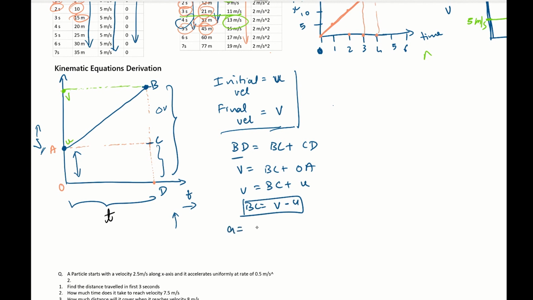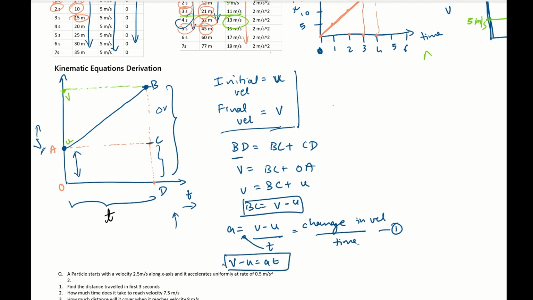Now acceleration is nothing but change in velocity over time. So you get change in velocity to be V minus U, divided by time, which is nothing but change in velocity over time, right? So that is how you represent acceleration. Let's mark this as 1, and then you reshuffle the variables. You get V minus U is equal to AT. You take this T over here, and that is your first kinematic equation. All right, so this is the first kinematic equation.